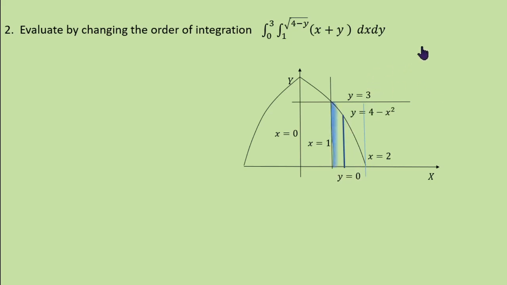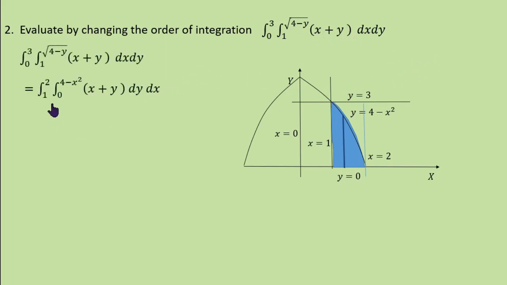Now it covers like this. For every x, y varies from 0 to 4 minus x square, and in this area you are integrating x plus y. Therefore, after changing the order, x varies from 1 to 2, and for every x, y varies from 0 to 4 minus x square. This is the y limit, x plus y dy dx. Now you know how to integrate with respect to y by treating x as constant.